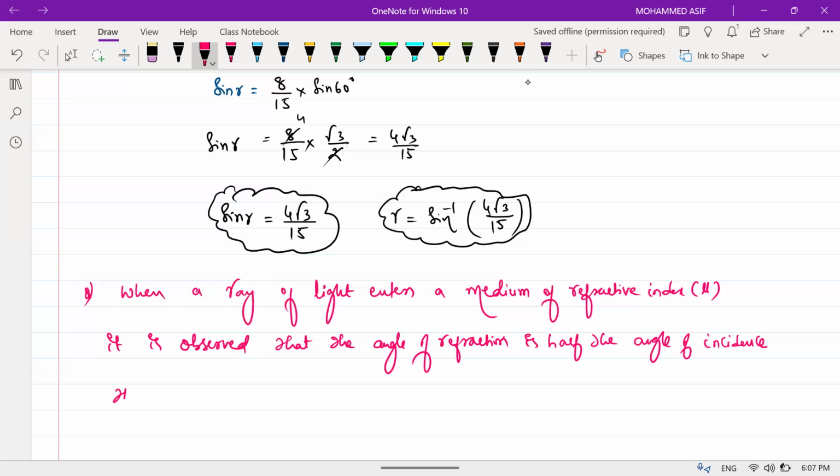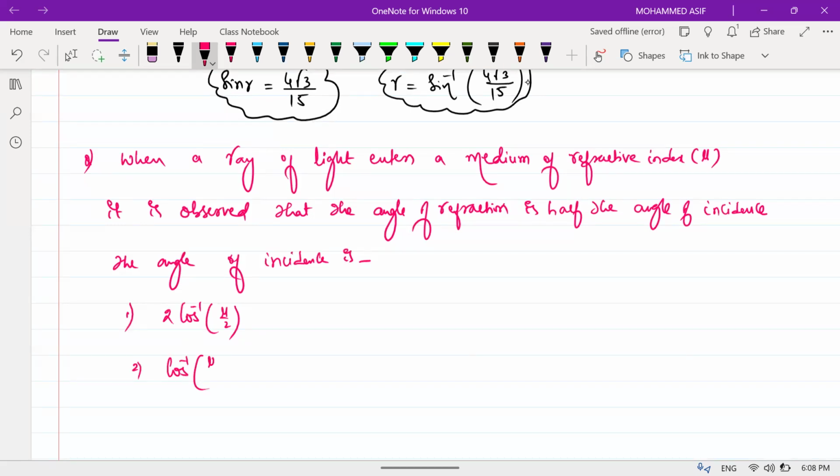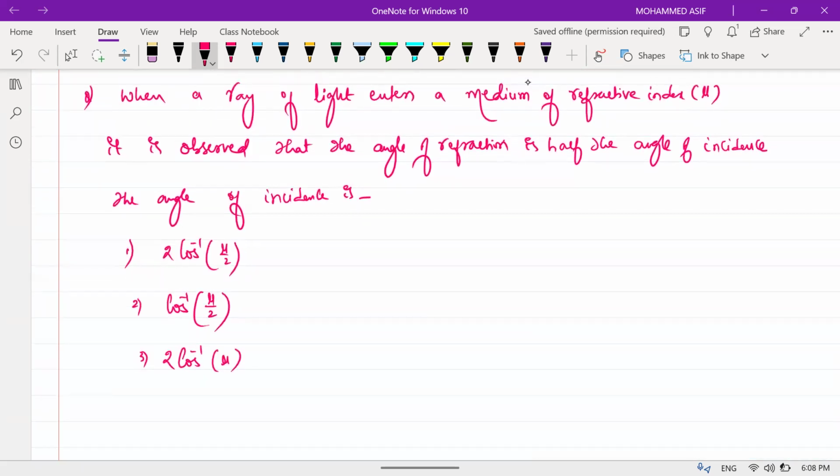Then the angle of incidence is? I'll give the options. First option is 2 into cos inverse of mu by 2. Second option is cos inverse of mu divided by 2. Third one is cos inverse of mu. Fourth option is 2 times sine inverse of mu divided by 2.